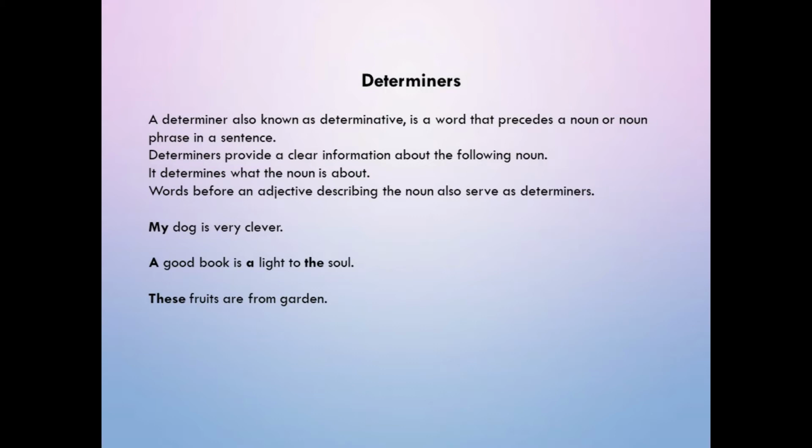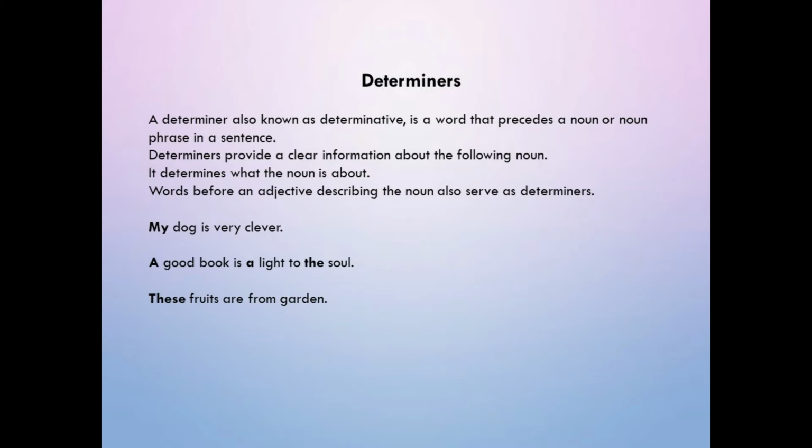Determiners provide a clear information about the following noun. அதுக்கு அடுத்து வர நவுனுடைய ஒரு clear picture தான் இந்த determiners கொடுக்கும். It determines what the noun is about. Words before an adjective describing the noun also serve as determiners in a sentence. ஒரு நவுனை டிஸ்கிரைப் பண்ற adjective sentenceல இருந்தா அந்த adjectiveக்கு முன்னாடி வரக்கூடியதும் determinerஆ இருக்கலாம்.